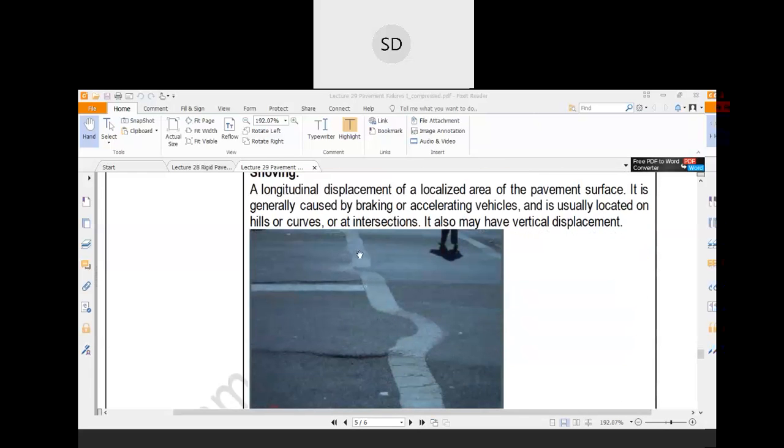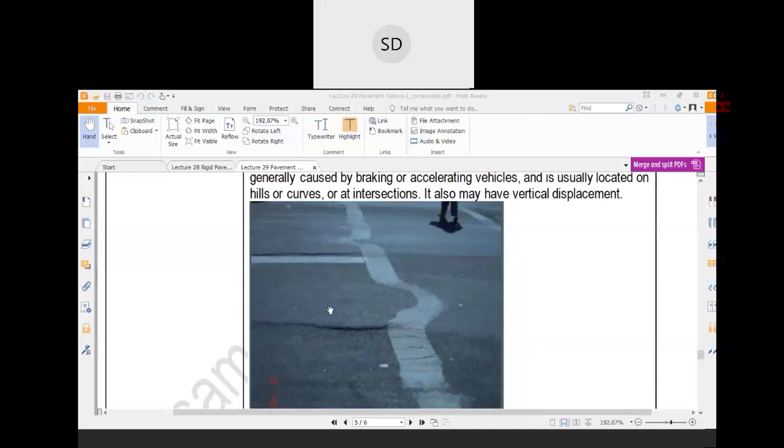Then shoving means, suppose in this portion, the pavement over the top surface is displaced. This type of failure occurs due to the inadequate use of the grade, poorly graded bituminous material. Suppose in a hot region you are using a 30 to 40 grade bitumen. In the summer season, that bitumen softens very much and it will displace because of the action of the wheel. It is generally caused by braking or accelerating of vehicles and is usually located on hills, curves or at intersections. It may also have vertical displacement. This type of failure is called shoving failure.